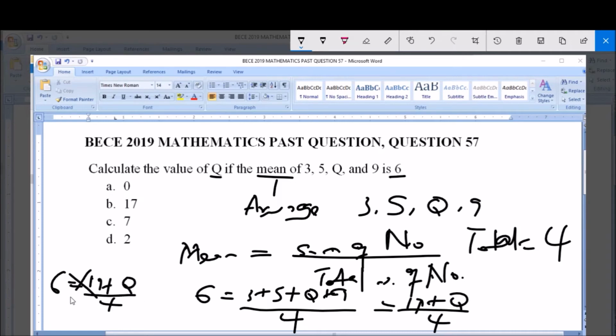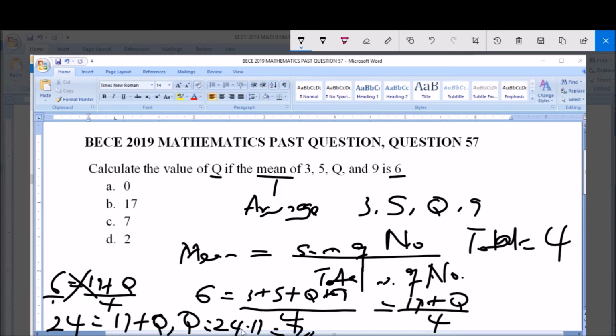Now we cross multiply. When we cross multiply, this 4 here we multiply by 6, because this 6 is essentially 6 over 1, and this one here will multiply 17 plus Q. So 4 times 6 will give us 24 is equal to 17 plus Q. To find Q, we subtract 17 from both sides, and so therefore Q is equal to 24 minus 17, and this is equal to 7.